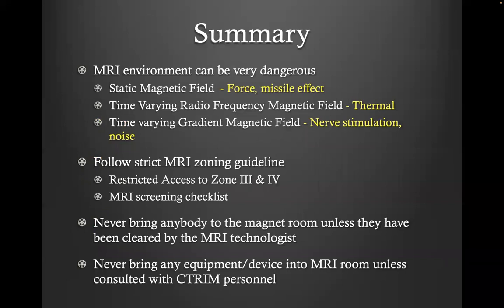Okay, so we are done. As a summary, the MRI environment can be very dangerous. There is the static magnetic field, with the force and missile effect, and the time varying radio frequency magnetic field, which is mostly thermal effect. And you have the time varying gradient magnetic field, which causes nerve stimulation and noise. We should follow strict MRI zoning guidelines, with restricted access to Zone 3 and Zone 4. We should have an MRI screening checklist done for all participants, and never bring anyone to the magnet room unless they have been cleared by an MRI technologist. Also, never bring any equipment or device into the MRI room unless you have consulted with us.